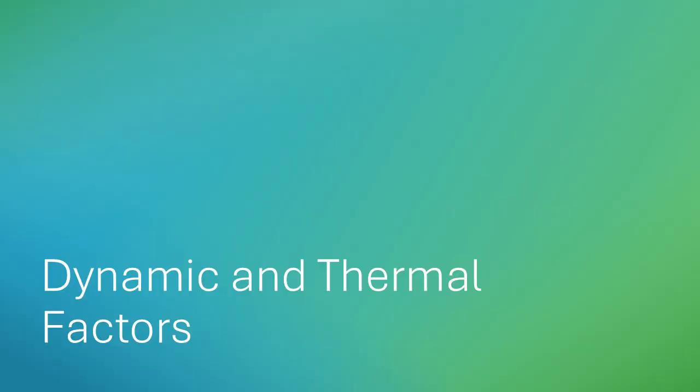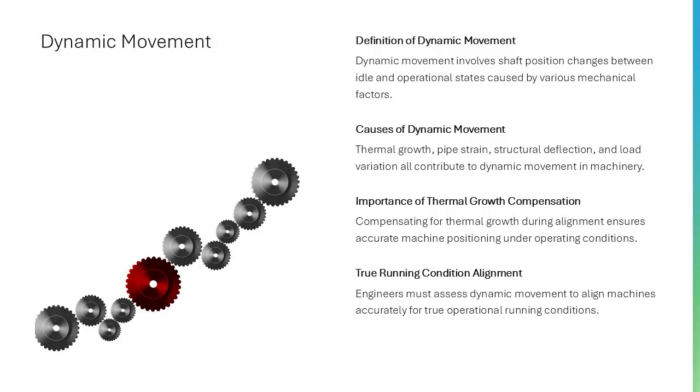Dynamic movement, determining the alignment state. Dynamic movement refers to shaft positional changes between idle and running conditions. Causes include thermal growth, pipe strain, structural deflection, and operating load variation.